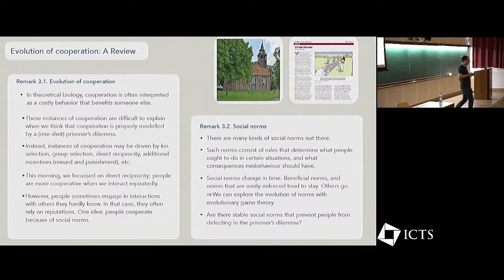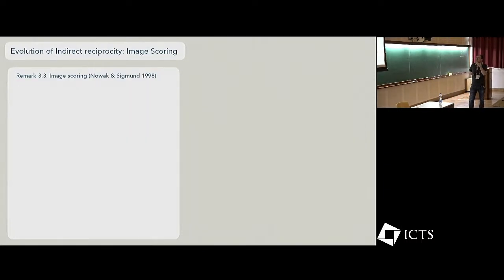All right, so I start with one of the first models out there that asked this kind of question. As usual, the economists were first, but this is the first evolutionary model out there. It's called image scoring, and it's again a paper by Martin Nowak and Karl Sigmund. So what they did is the following.